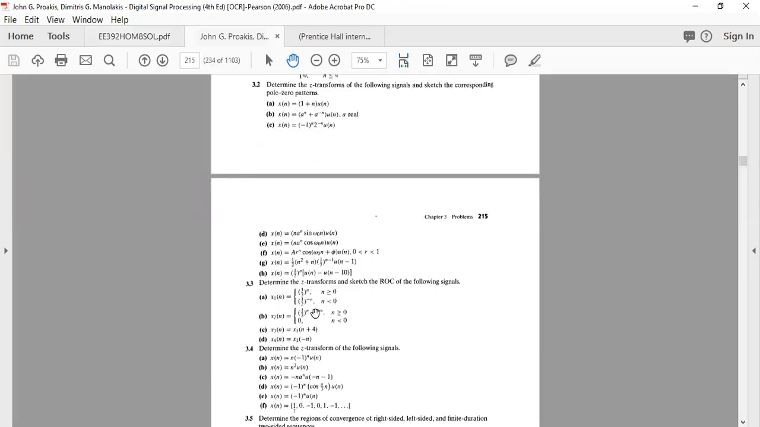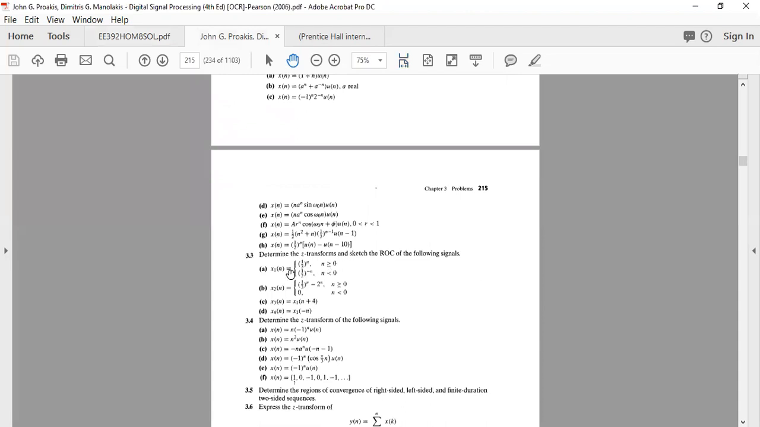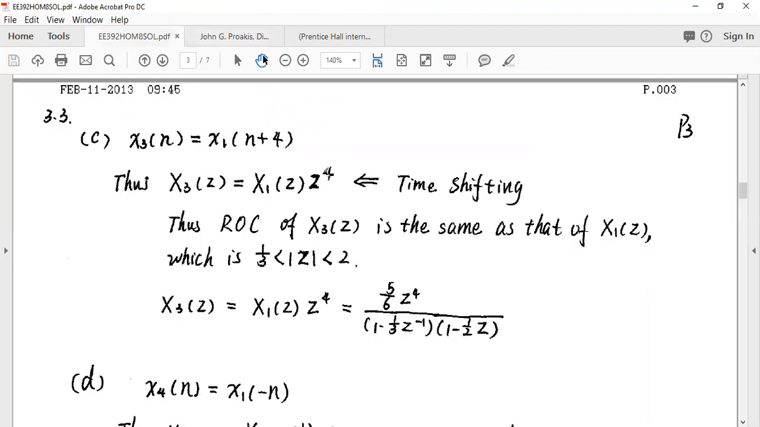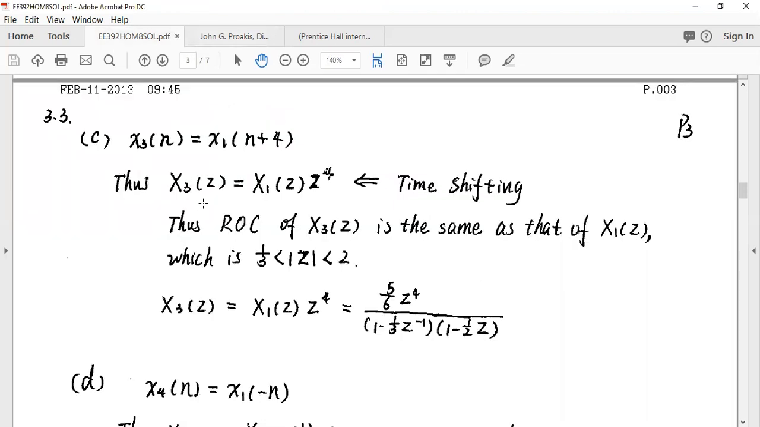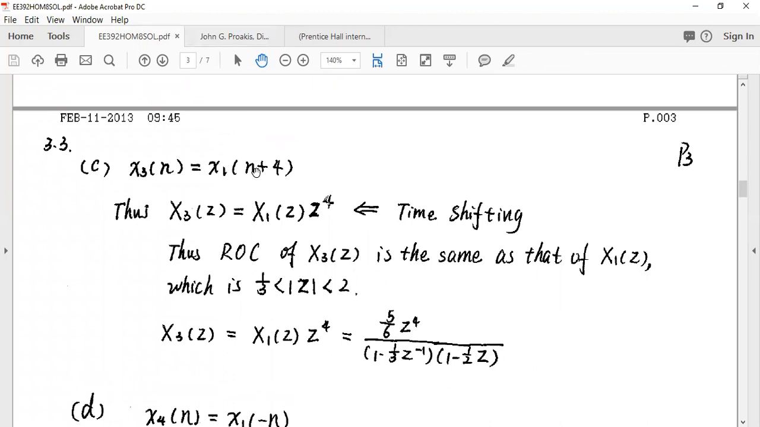3.3 states determine the z transform. I mean, 3.3c. Okay, we are again on the same thing. We just need to perform the z transform of x3 of n, which is equal to x1 of n plus 4. This is basically shifting the sequence 4 units towards your left, right?